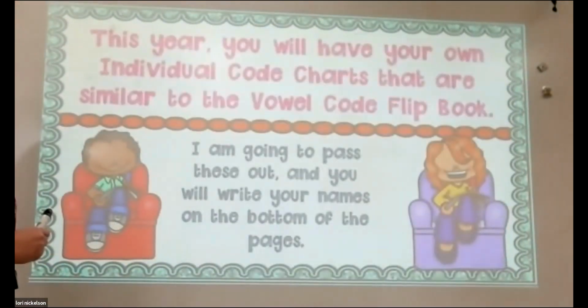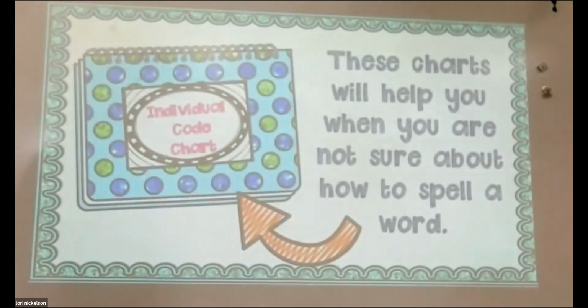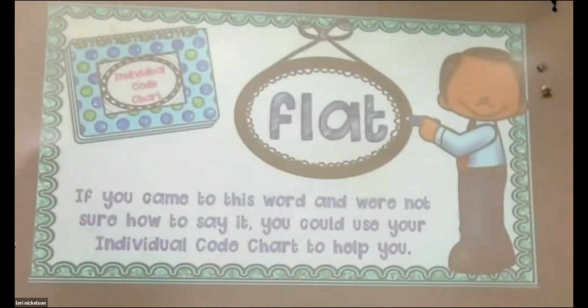So this year you will have your own individual code charts similar to the vowel code flip book. Well, you guys don't have that right now, okay? So we're going to have to skip this page. So these charts are going to help you when you're not sure about how to spell a word. If you came to this word and we're not sure how to say it, you could use your individual code charts to help you.